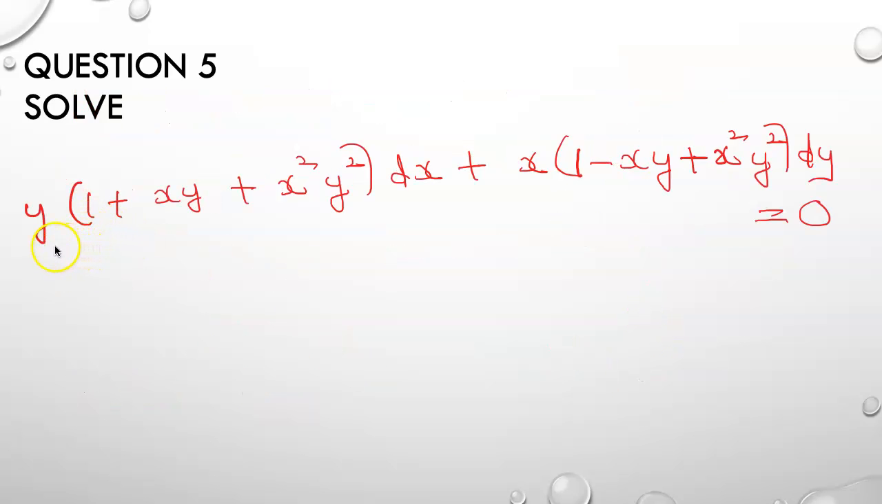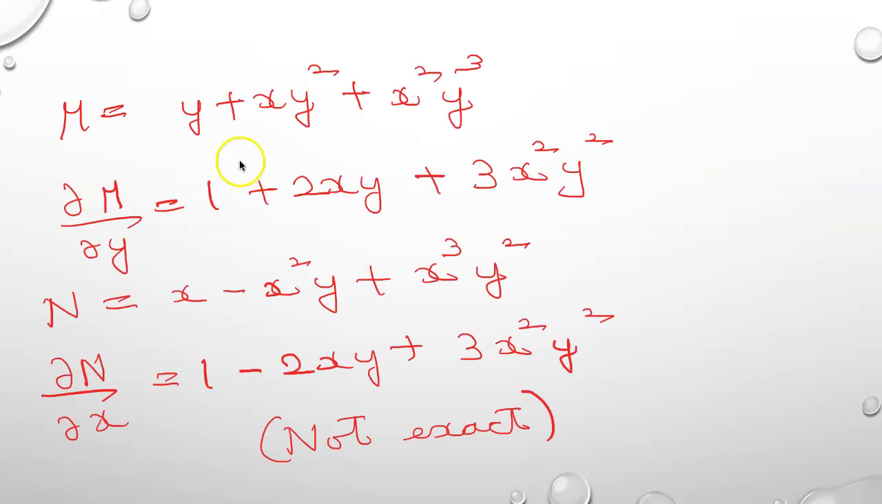So look at this problem. Solve y into (1 plus xy plus x squared y squared) dx plus x into (1 minus xy plus x squared y squared) dy equal to 0. This is of the form y into a function in xy plus x into a function in xy equal to 0. So if M is y plus xy squared plus x squared y cubed, partial derivative of M with respect to y will be 1 plus 2xy plus 3x squared y squared. If N is x minus x squared y plus x cubed y squared, partial derivative of N with respect to x is 1 minus 2xy plus 3x squared y squared. Is it exact? No.